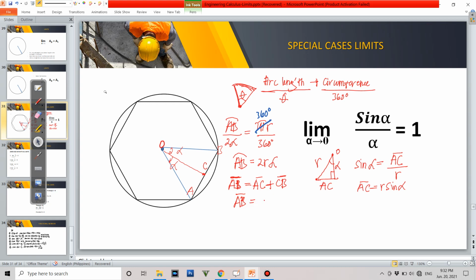AB here is equal to dalawang R sine of alpha. Okay, so line AB. Now if our angle, pag lumiit ng lumiit yung angle natin, if our alpha approaches 0, therefore we agree now that AB, or the segment or the chord AB, would almost be equal to the arc length. Okay, so AB will be equal to the arc length.